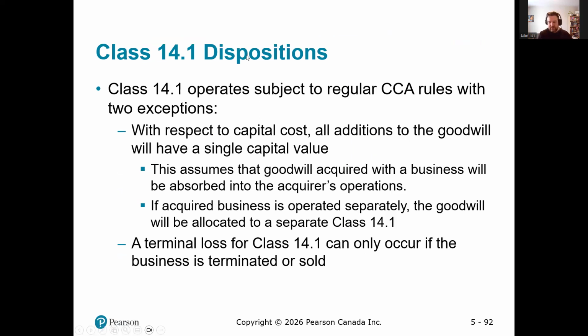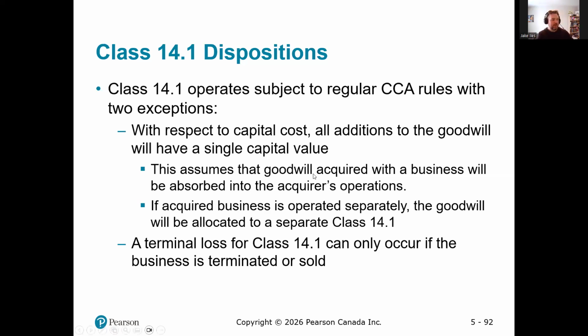Class 14.1 disposals have regular CCA rules, but 14.1 is where we put goodwill. With respect to capital costs, all additions to goodwill have a single capital value. Normally, when we add assets, each item keeps its capital cost. I had a chair that was worth $600, a desk that was $1,200, a couch that was $3,000. They each keep their cost. But when I'm buying businesses that include goodwill, that goodwill keeps adding, and we're considered to have one goodwill that has the capital cost of all of them added together.